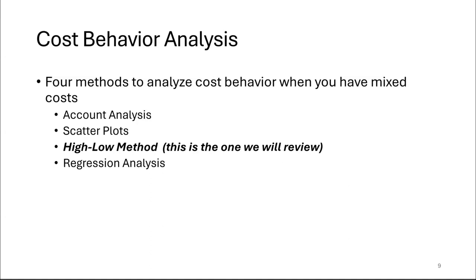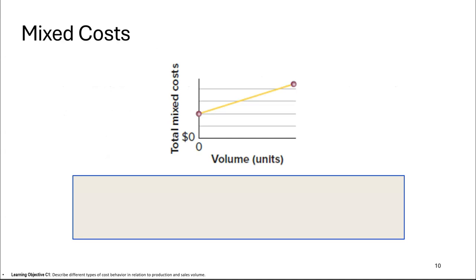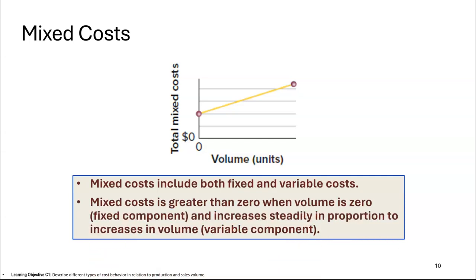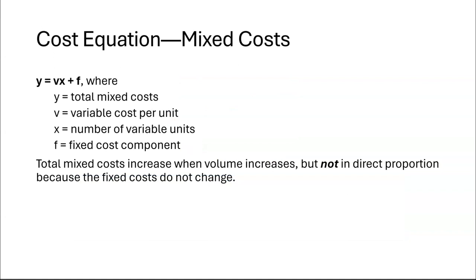So, let's take a look at what a mixed cost looks like. What it means is, even if production goes down to 0, the costs don't go away. All right? Because they include both fixed and variable costs. Mixed cost is greater than 0 when volume is 0, and that's your fixed component, and it increases steadily in proportion to increases in volume. That's your variable component. Now, how do you break that out? Well, we have a formula, and this is our cost equation. We're going to take our variable cost per unit times the number of units plus the fixed cost.